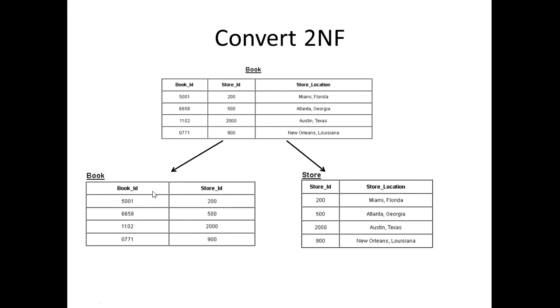So that's pretty much it. And as you can see here in this book table, we have the book ID and the store ID. And now, since this store ID is separated from this store location, this book table has a primary key of book ID, and now this store ID depends on this book ID. So it's a non-key attribute that depends on this primary key. So that's what second normal form is.